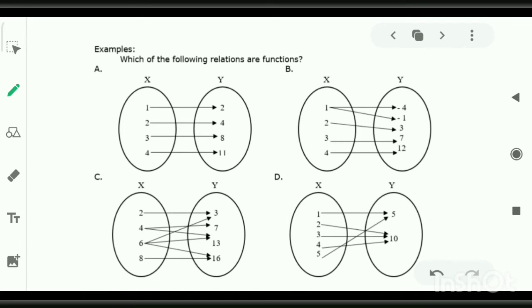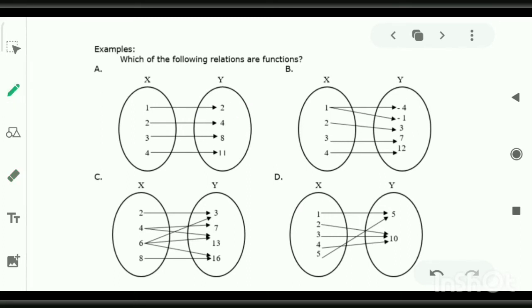Now, again, just like our principle for set of ordered pairs and for the table of values, each of our x elements should only be paired to one y element. Therefore, each of the numbers here or the elements here in our x should only be paired using the arrow to one element in our y. Now, the pairing goes this way.